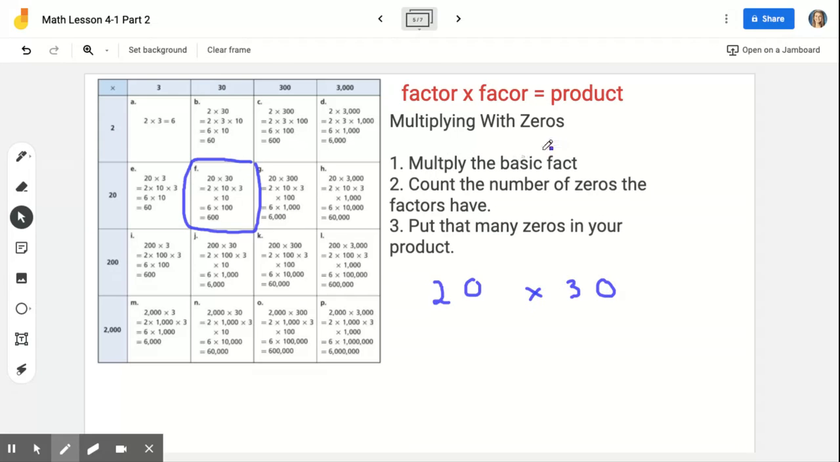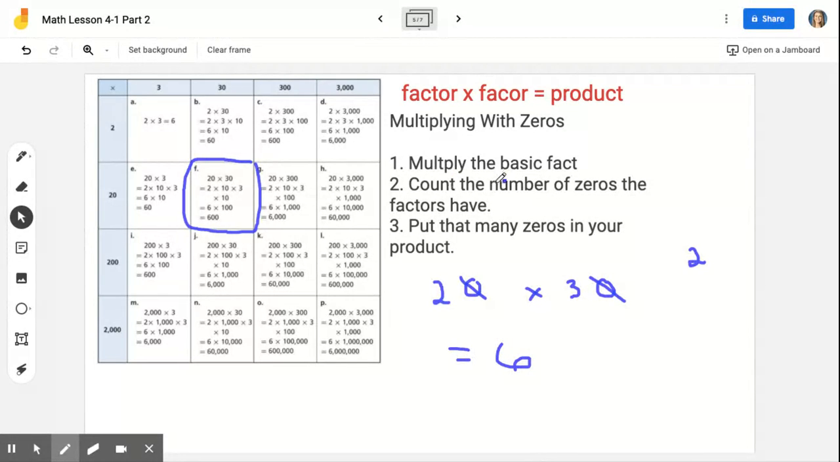We're going to multiply the basic fact first, and we're going to ignore the zeros. So you will see that 20 has 1 zero. What I want you to do is put an X through the 0. And 30 also has 1 zero in it. I want you to put an X through that. We're ignoring 2 zeros here. And we're going to multiply the basic fact. What's 2 times 3, everyone? It is 6.